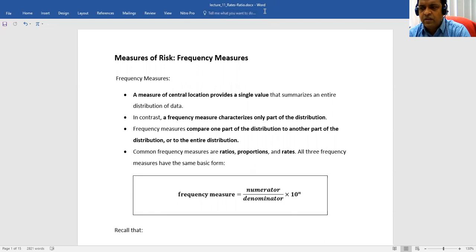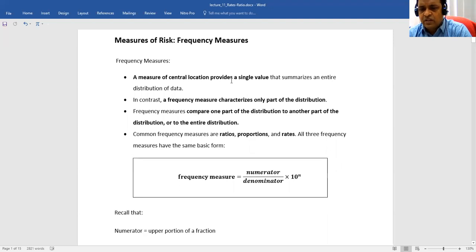Welcome everybody. Today we are going to learn measures of risks that can be measured by frequency measures. In the measures of central tendency, a measure of location, that is the mean, median, mode, we get a single value that summarizes the whole distribution of the data. In contrast, in frequency measures, we characterize only part of the population or part of the distribution, not the whole.